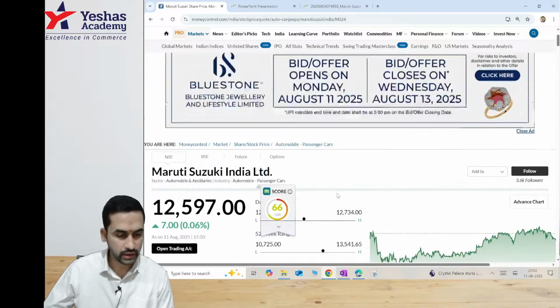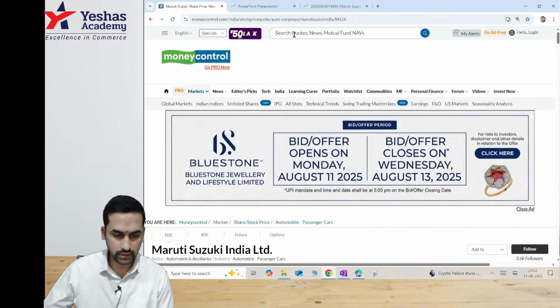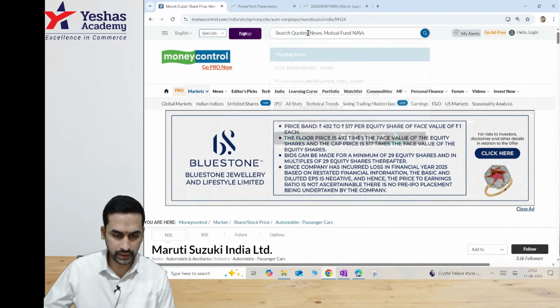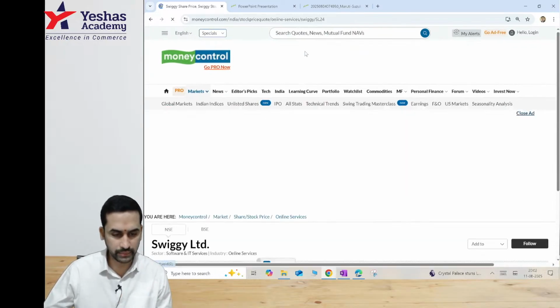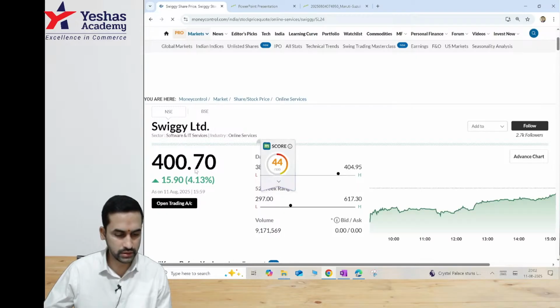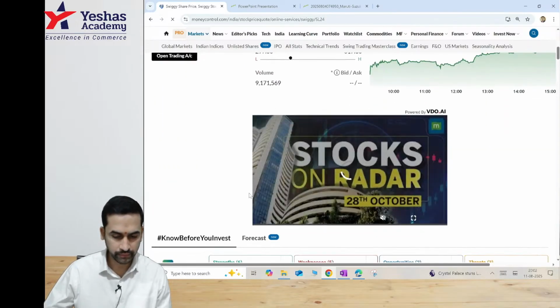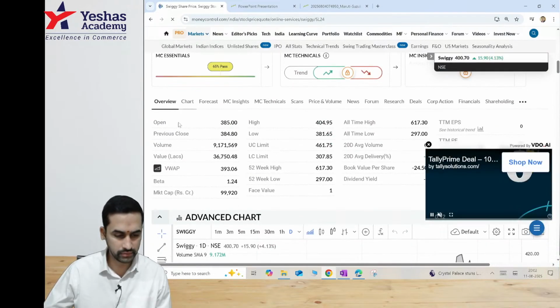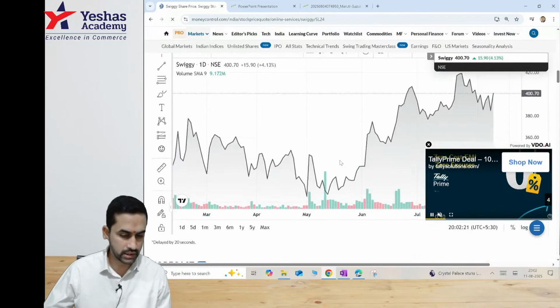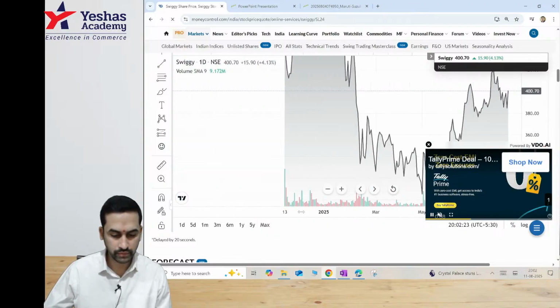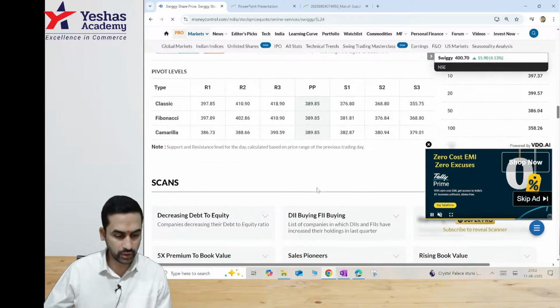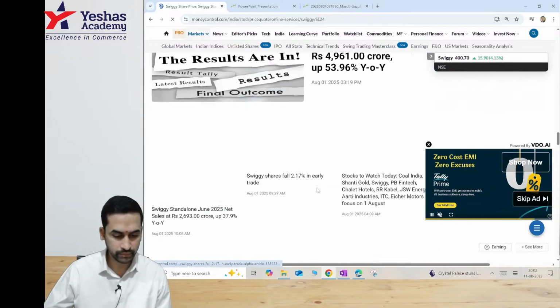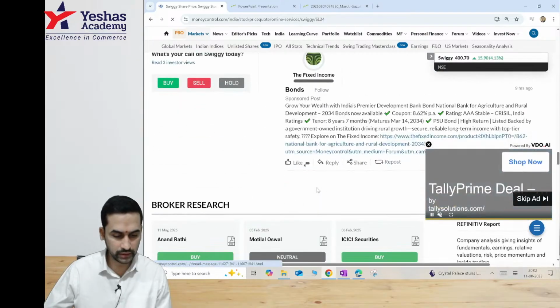All right. So on top here, you can search any company, Swiggy, Zomato, any company. Swiggy's 400 rupee today share price went up by 4% in a single day. Again, same way. Overview you get, chart you get, correct, monthly chart, yearly chart, and then there are people who have done their research, news about the company.